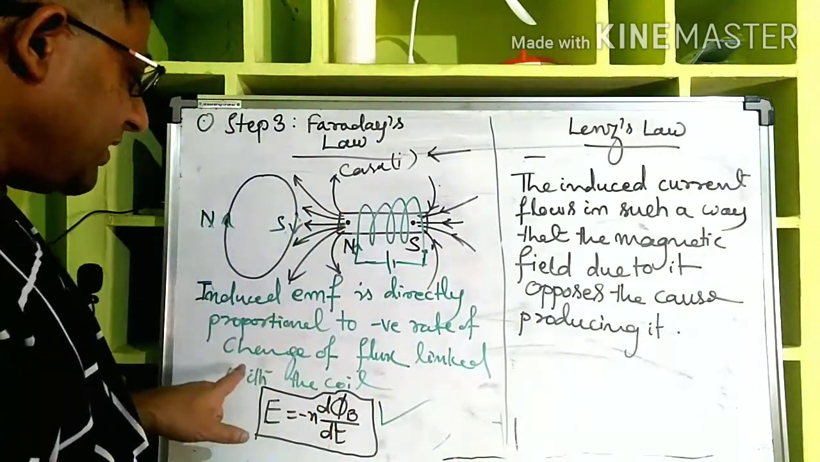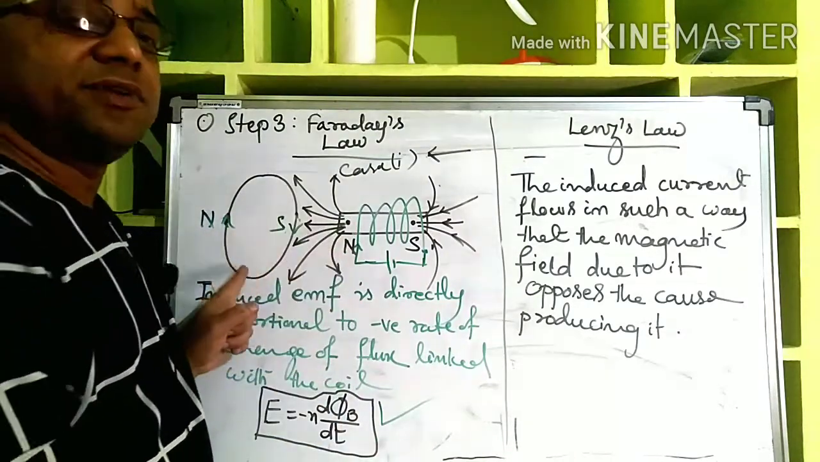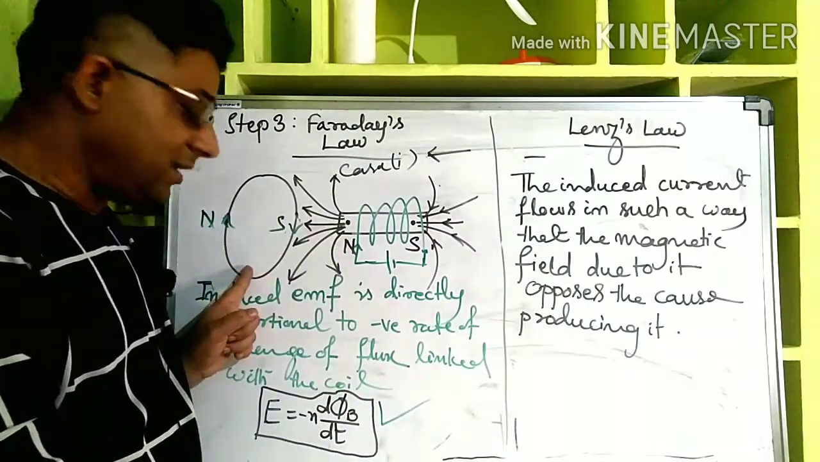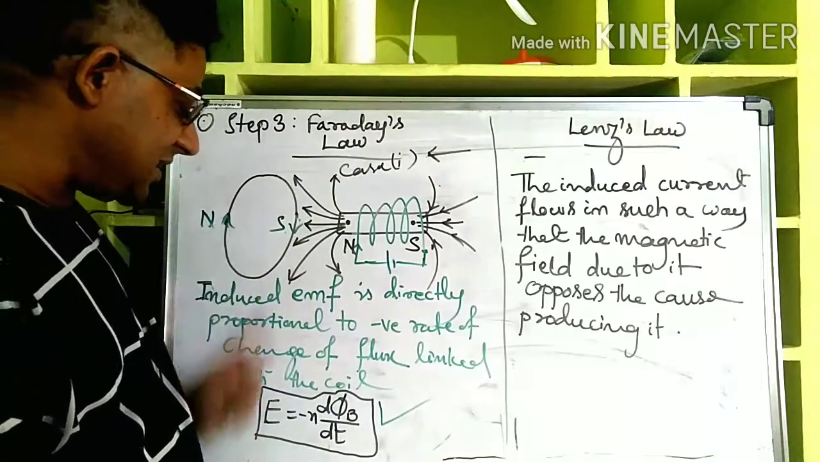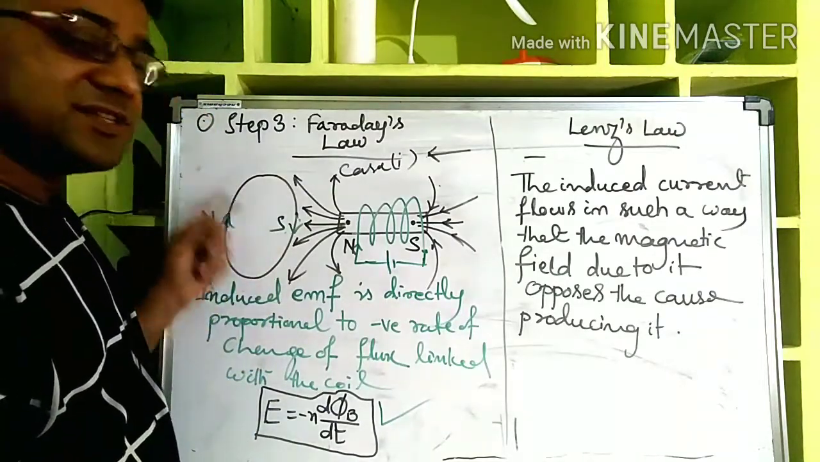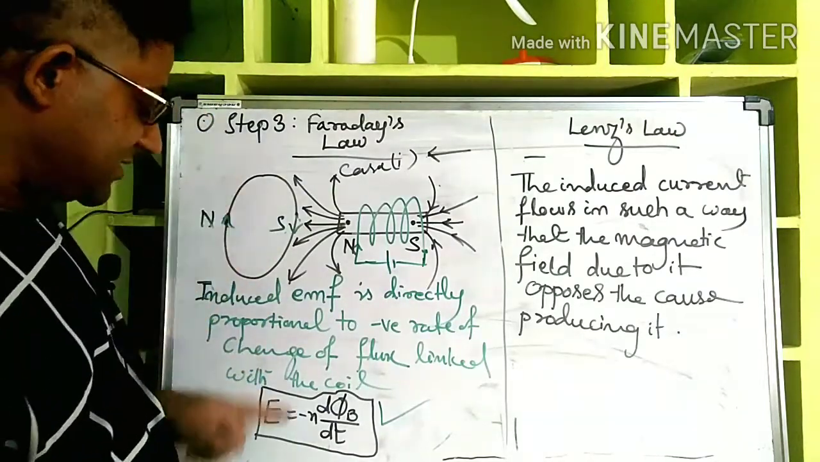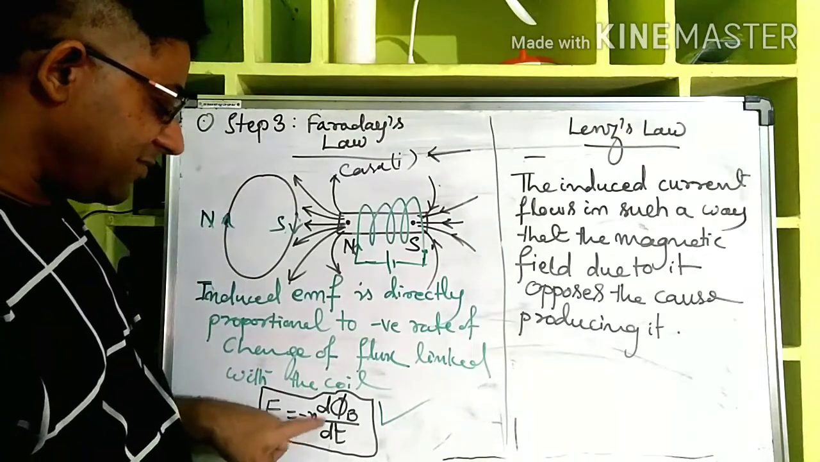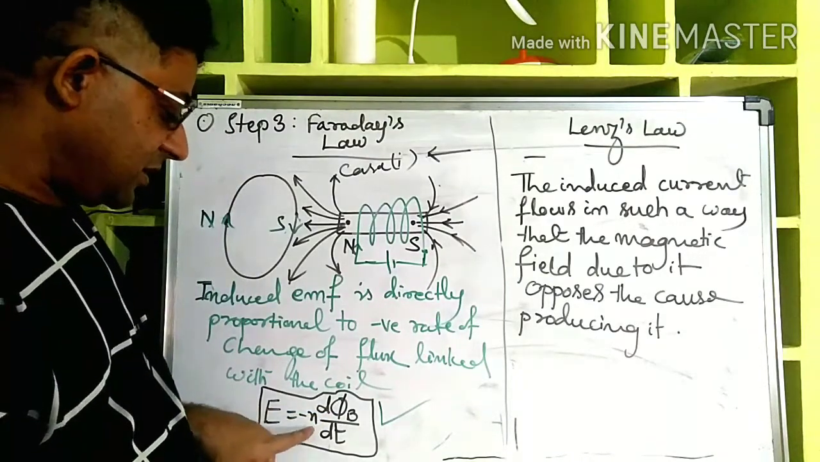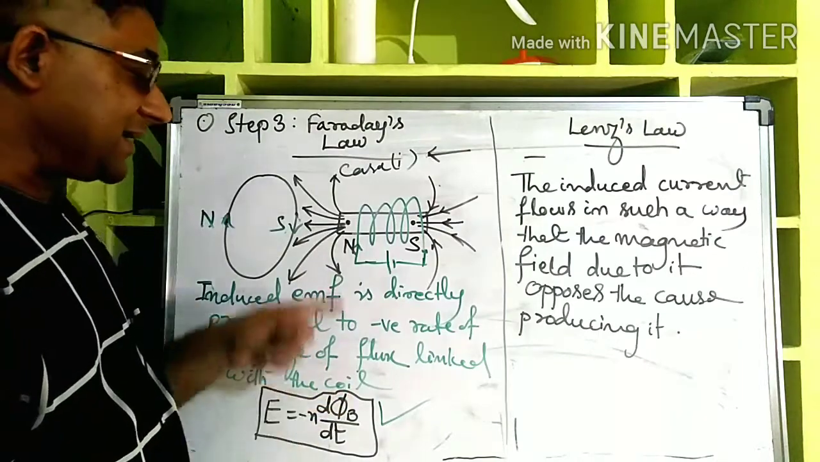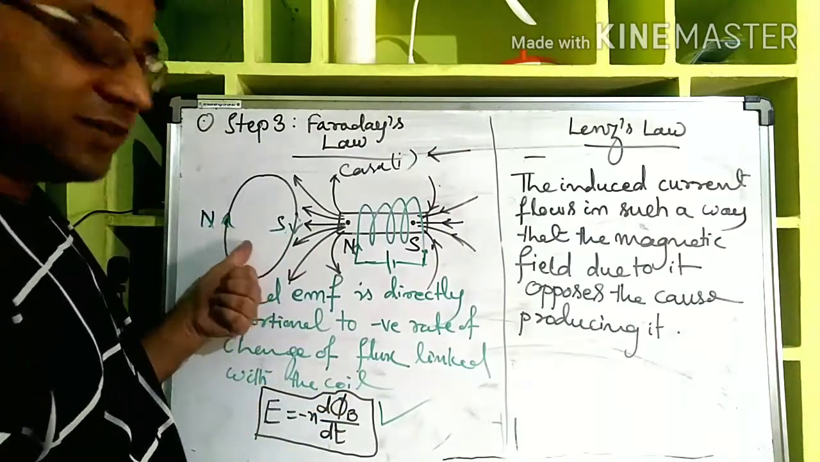So what we are doing is changing the flux linked with the coil, which does not have any EMF source. As long as we are changing that, induced EMF is generated in it, and according to Faraday's law, that induced EMF is given by the rate of change of magnetic flux linked with the coil.